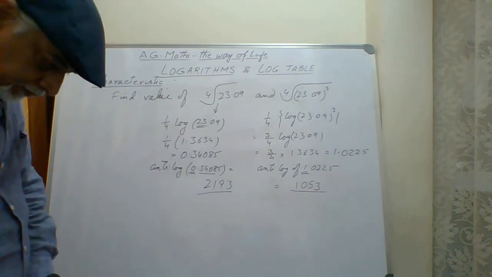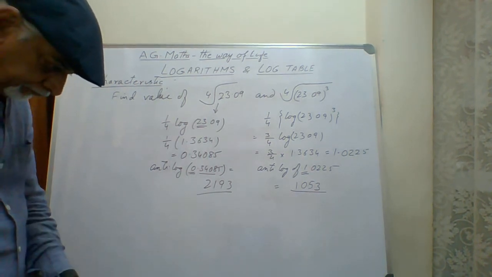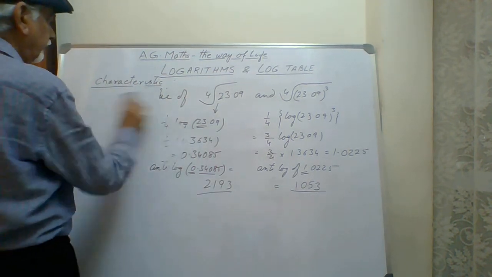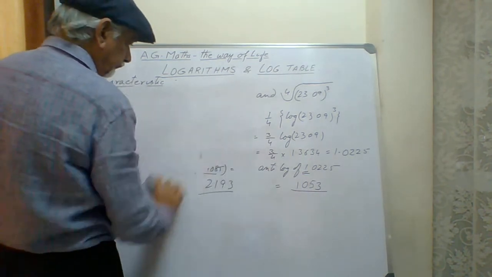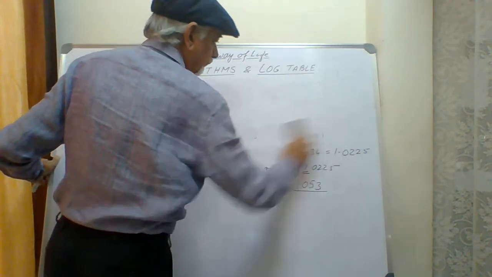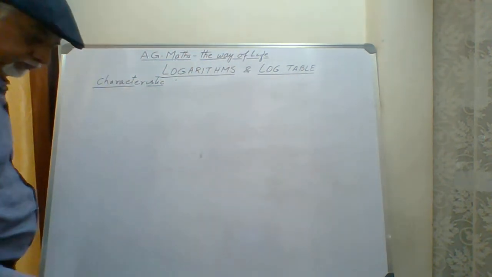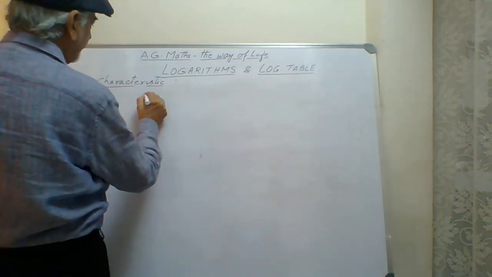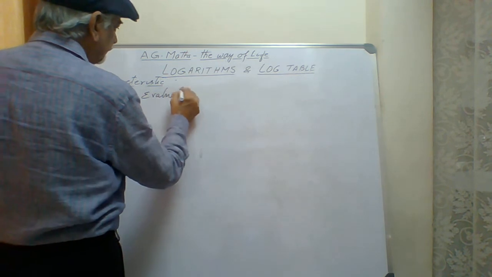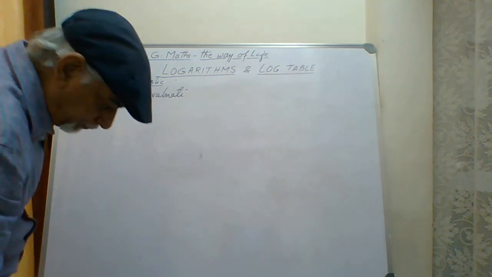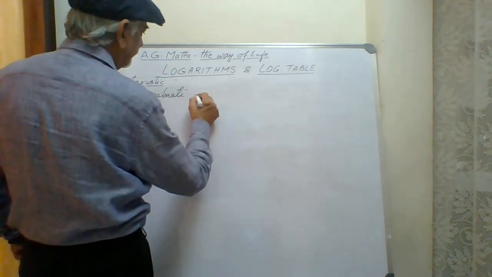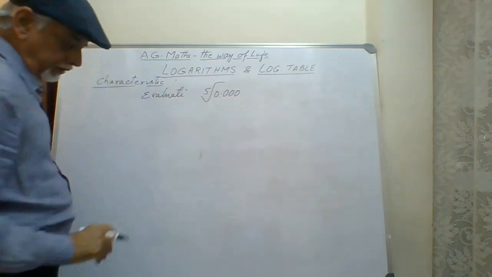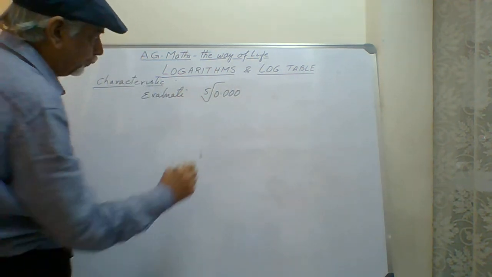Now let us see one bar problem, how we solve a bar problem. Evaluate: the problem is the fifth root of 0.1237852.